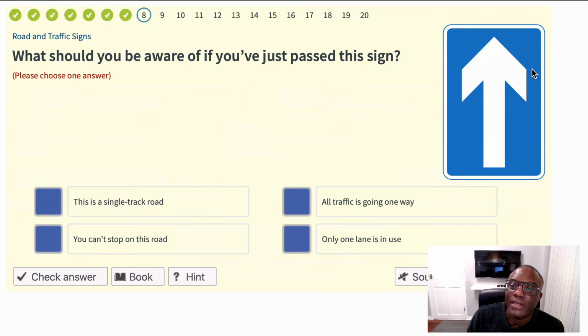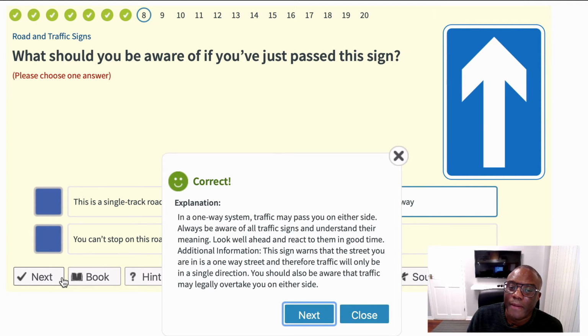Right, this sign is a one-way street or one-way road. They can word it either way, so it's one way. So we're going to be looking for something along those lines. Right, this is a single track road. No, because a one-way could be lanes, so not necessarily single track. You can't stop on this road. There's no sign saying we can't stop, so it's not that one. All traffic is going one-way road, all traffic is going one way. So again, clicking back, likely answer. And then still check the last one. Only one lane is in use, so we know because it's a one-way sign, all the traffic is going one way. And again, checking that, correct.